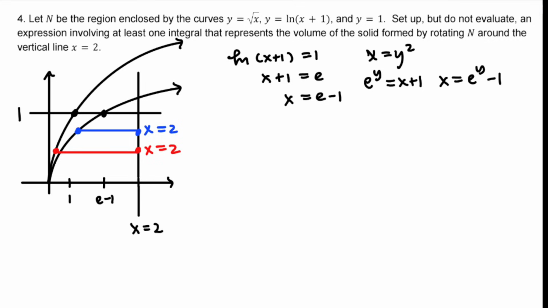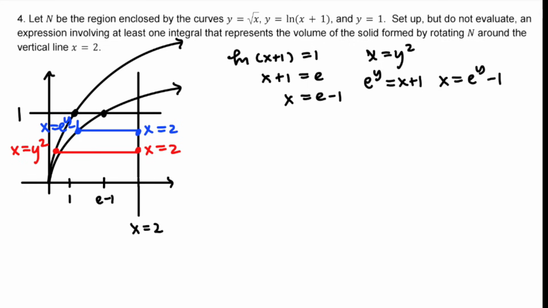All right, so I've got the right edges. I've got everything ready to write the left x coordinate. So x is equal to, that's the square root on the left, so that's y squared. And then the second one is the exponential, so x equals e to the y minus 1.